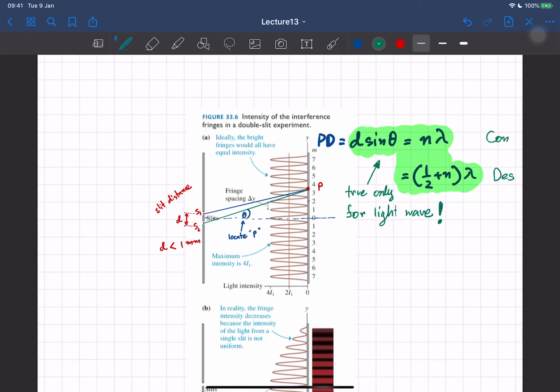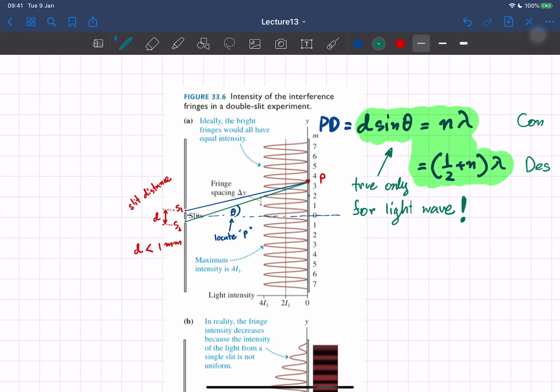Okay? So this is pretty much what you need to know about the double slit interference. When you know d and you know the angle theta, then you can calculate whether the interference is constructive or destructive.